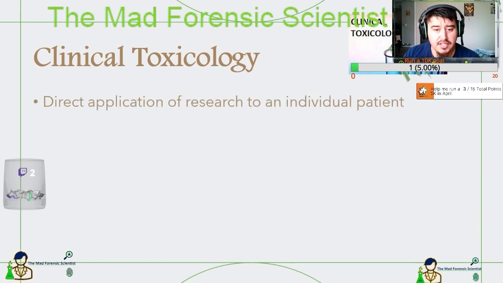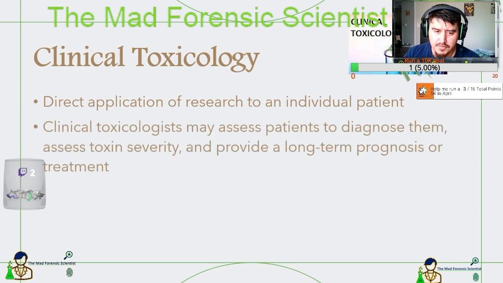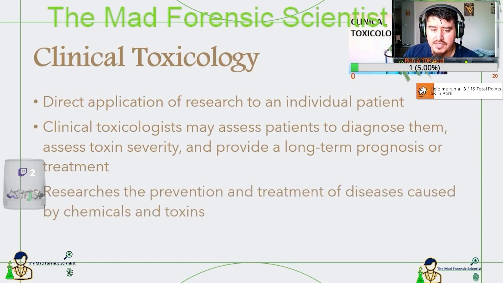Then there's clinical toxicology. It's a direct application to research of an individual patient typically. Clinical toxicologists may assess patients to diagnose them, to assess toxin severity, and provide long-term prognosis or treatment. So often this is your hospital settings or research settings, clinical research, things of that nature. And this is often to prevent or treat diseases caused by chemicals or toxins. Even in some aspects, the treatment is a toxin.